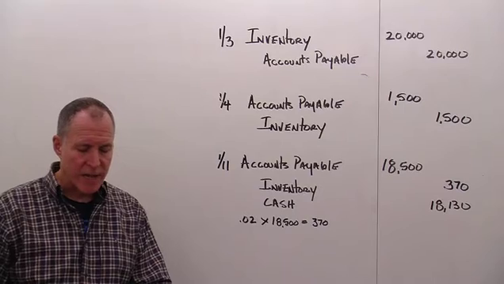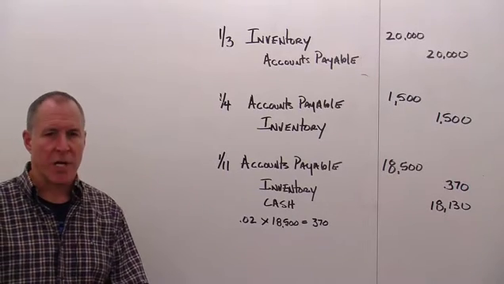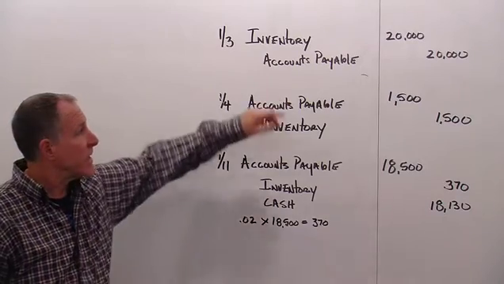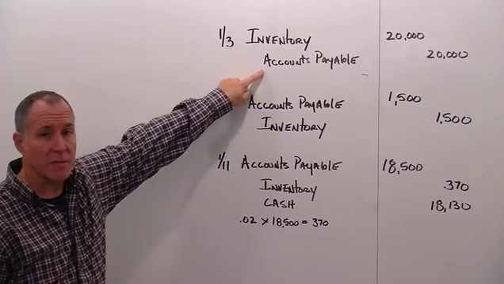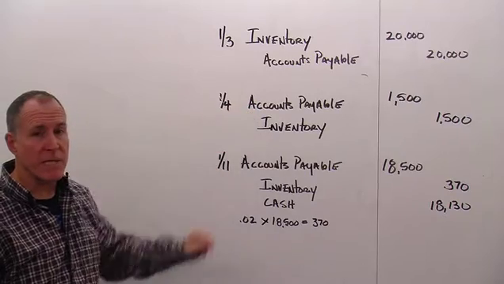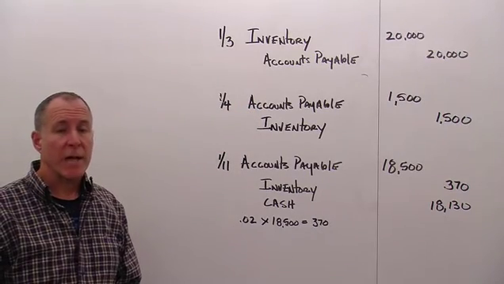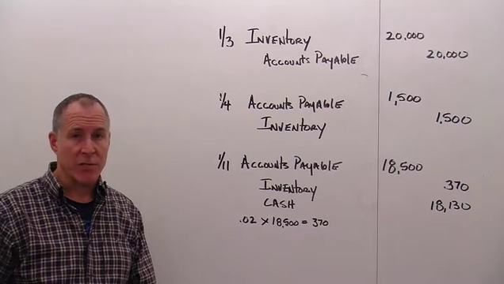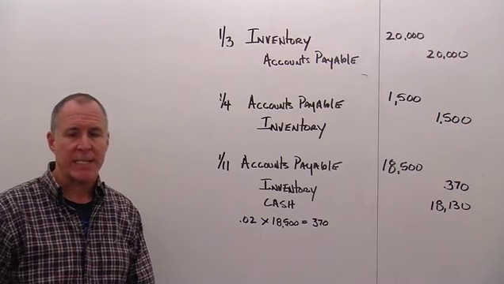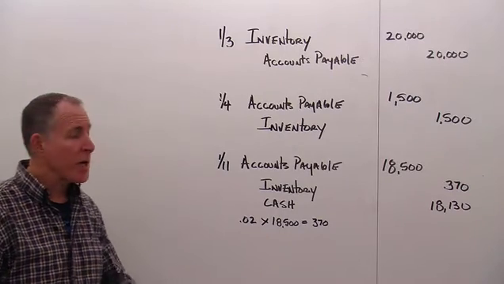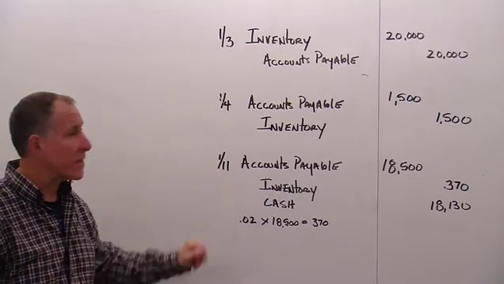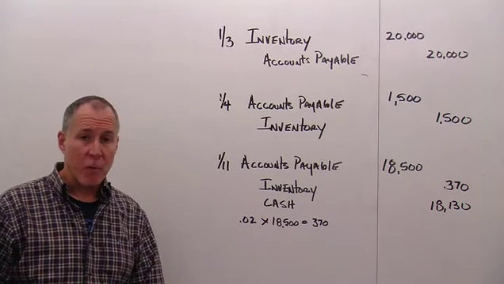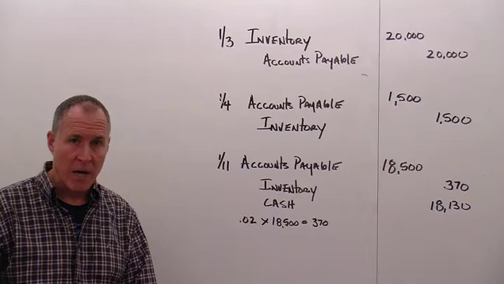Now, the third transaction says we're going to pay for the goods purchased on the 3rd. All right, now let's think back. We originally said we owed $20,000, but we returned $1,500. So at present, we owe $18,500. The 20 less the 15 gives you $18,500. We're going to pay these on the 11th. Now, that's within the 10 days. Therefore, we're going to get 2% off.